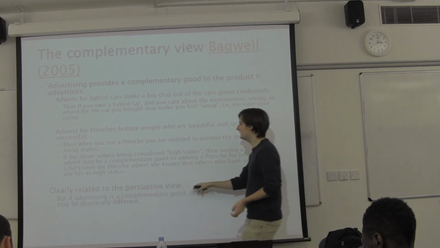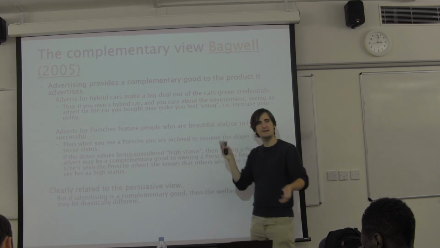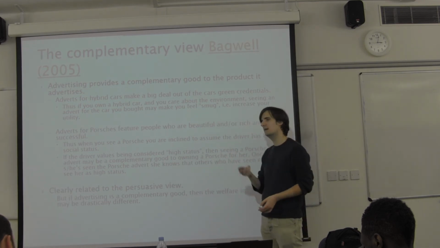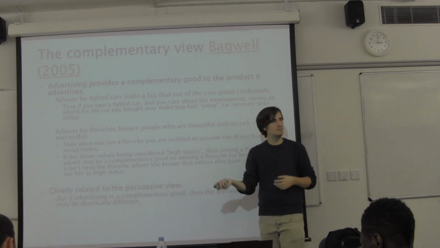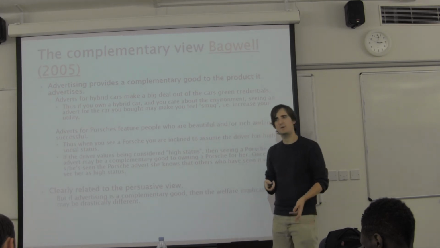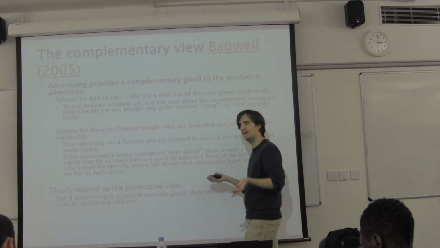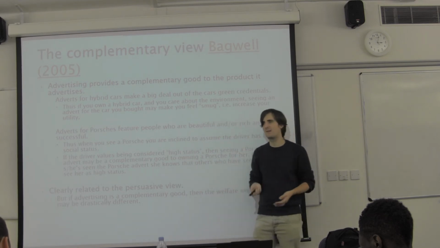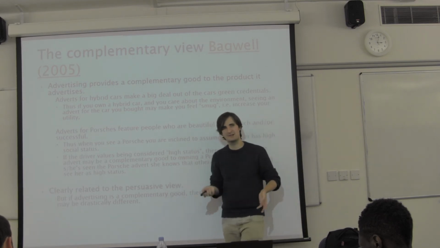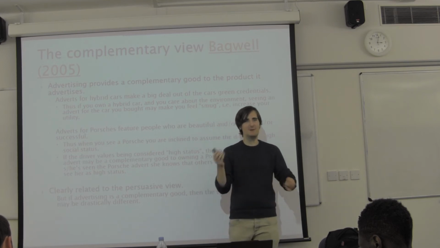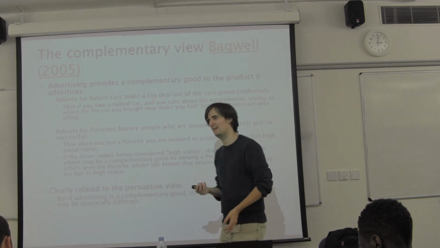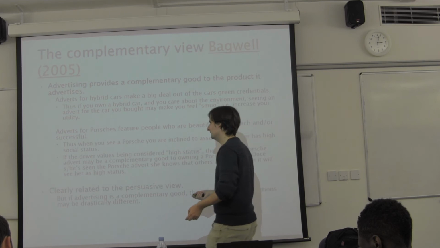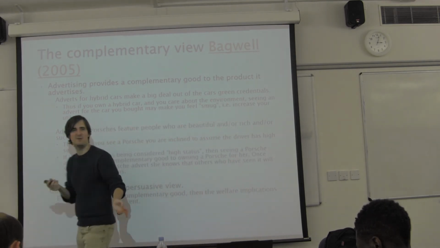So any story you can tell with a persuasive view, you can kind of reinterpret in this complementary view, and that way you don't have to think about preferences changing. Because economists generally don't like preferences changing. Economists think preferences are something we're born with, and you can't do anything to change your preferences. But maybe that's a silly position, and economists take it a bit too far. But it certainly helps the theory if preferences don't change.